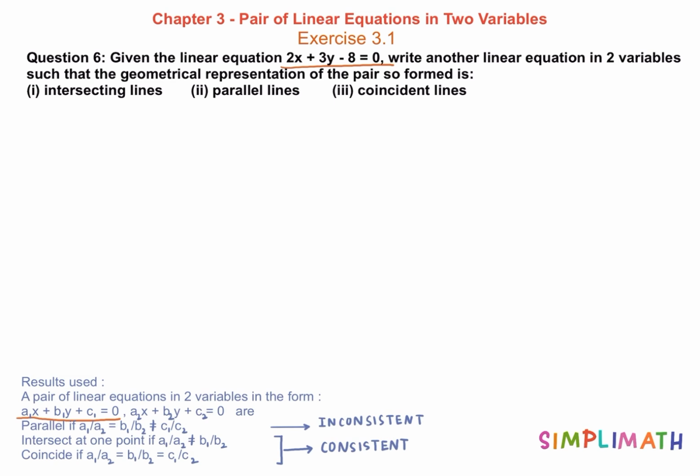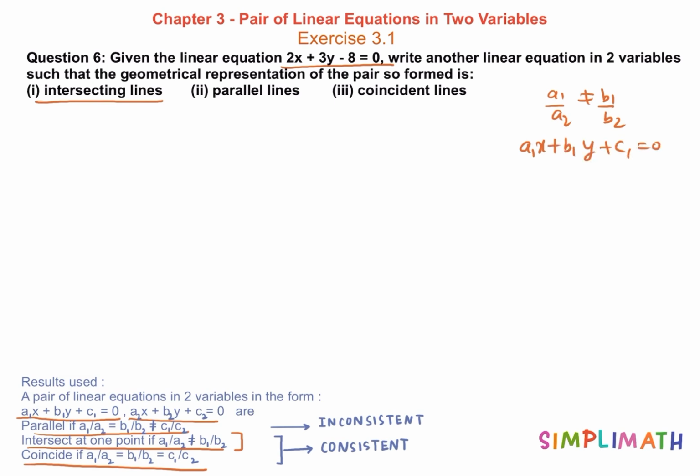Alright, so now we know when we are given a pair of linear equations in the form a1x plus b1y plus c1 equal to 0 and a2x plus b2y plus c2 equal to 0, the lines are parallel if this condition is satisfied, they intersect if this is satisfied, and they coincide if this condition is satisfied. So when we are talking about intersecting lines, we have to see that a1 by a2 is not equal to b1 by b2 for a pair of linear equations a1x plus b1y plus c1 equal to 0 and a2x plus b2y plus c2 equal to 0.